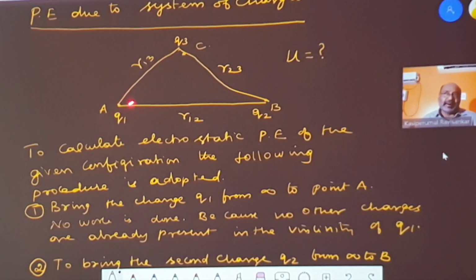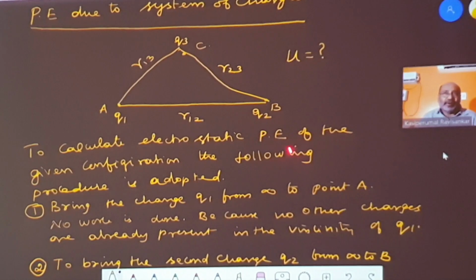So here the system of charges is given in the diagram. I am having 3 points, one as A, another one as B, another one as C. On point A, I am having the charge Q1, at point B the charge Q2, and at point C the charge Q3. For this arrangement of charges, I have to get the electrostatic potential energy.